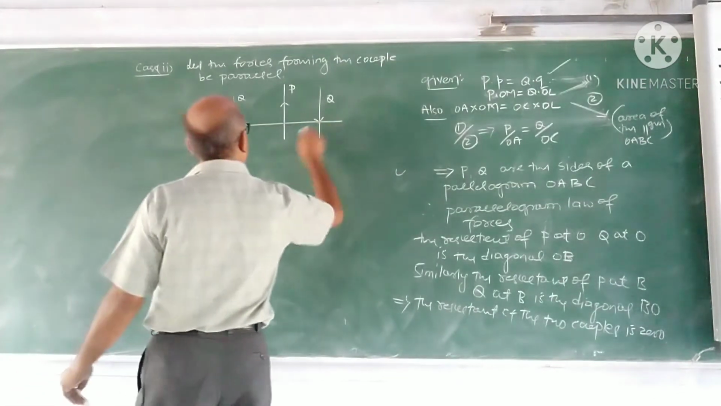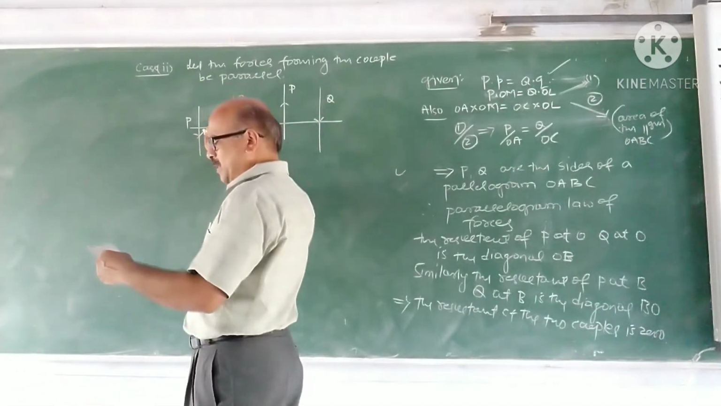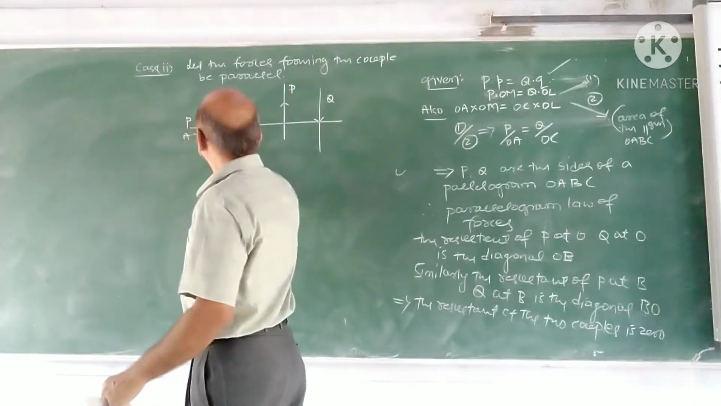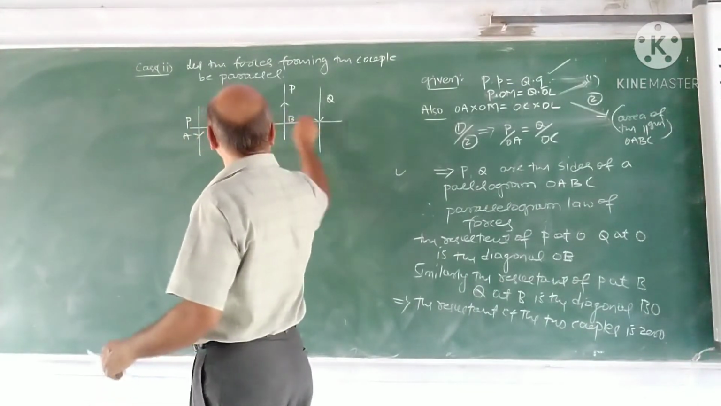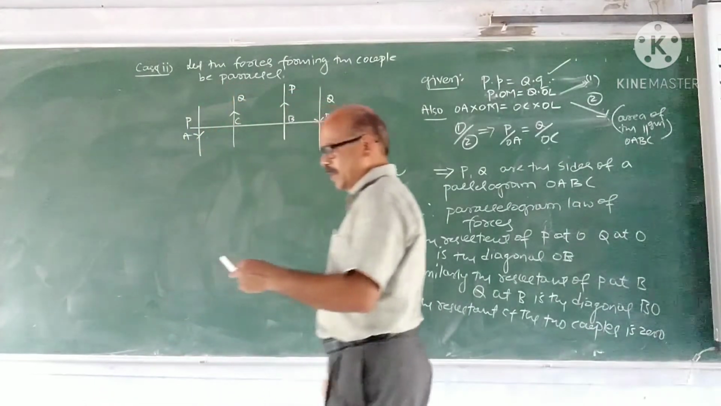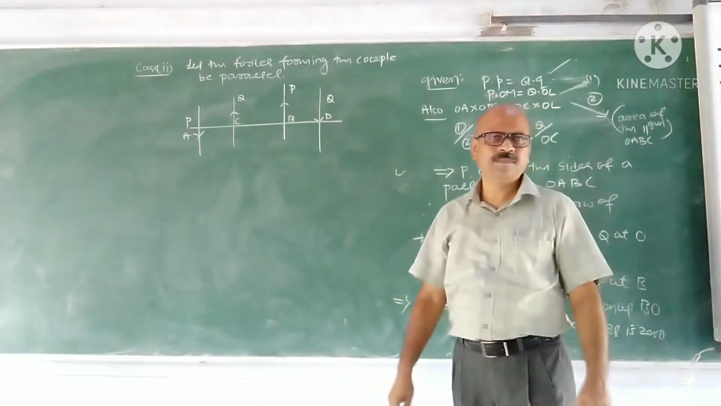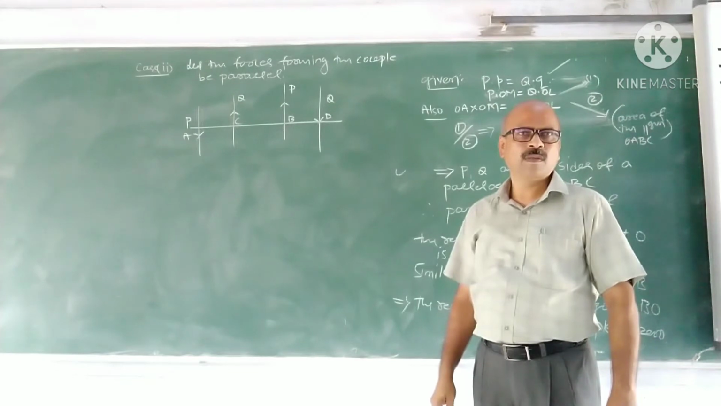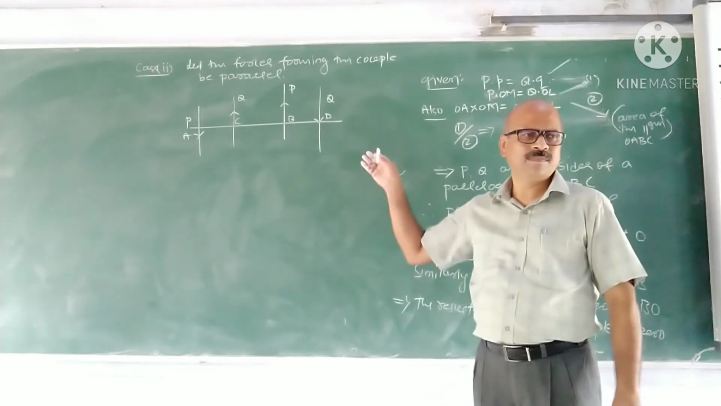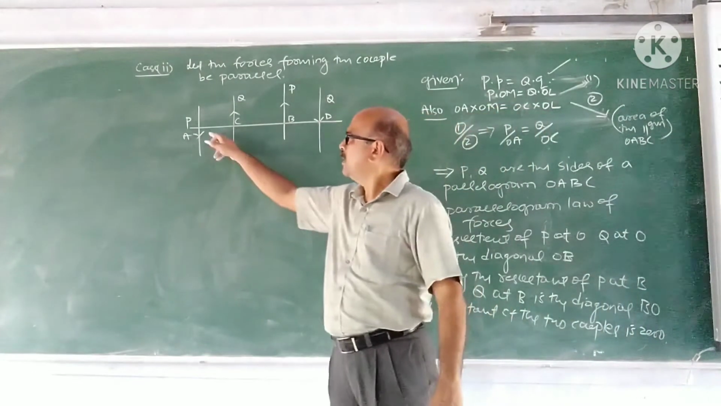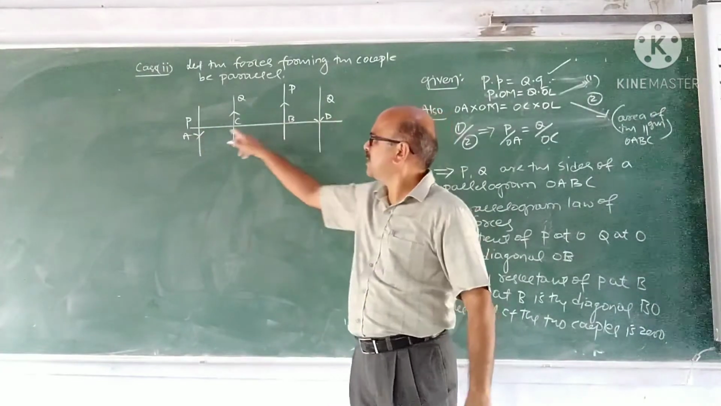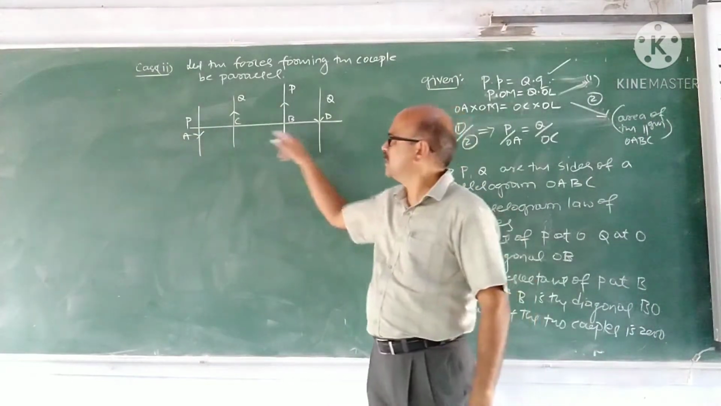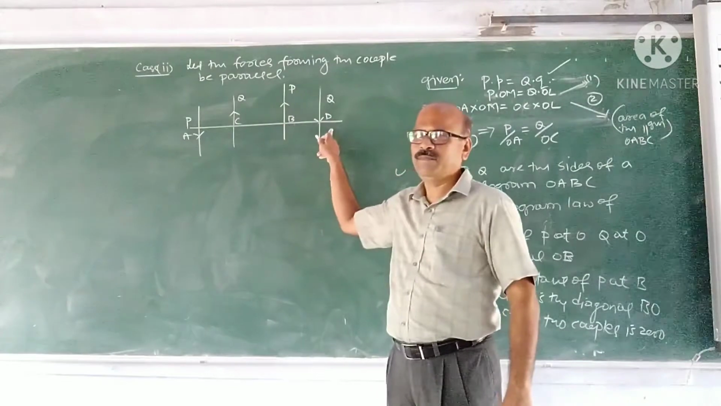To prove this, draw a straight line intersecting the line of action of the forces at A, B and C, D respectively. To follow this diagram, forces are parallel. You have to draw a line intersecting the line of action of the forces at this A, B, C, D.